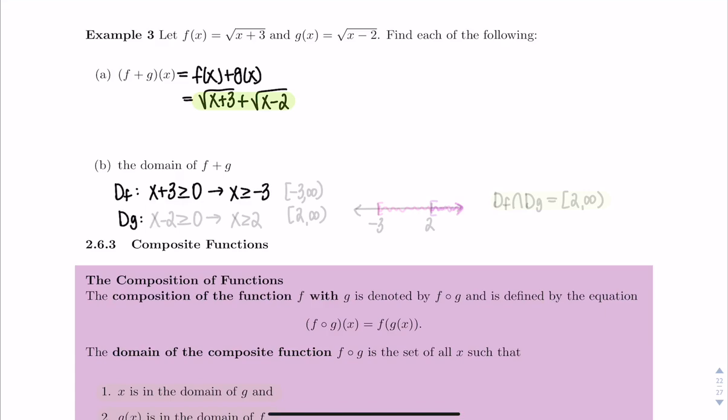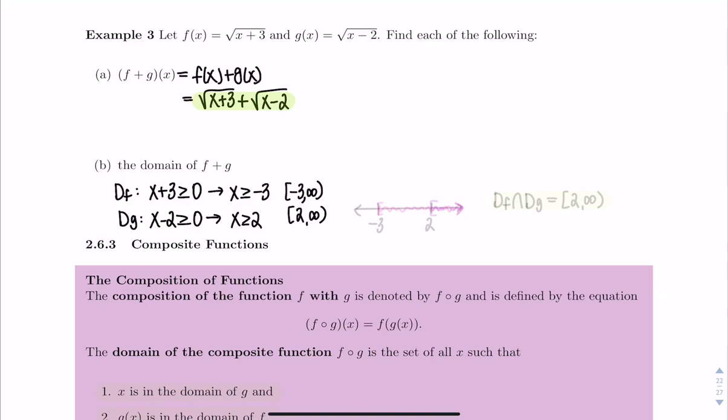The domain of g, we do the same thing, but in this case, we have x minus 2 is greater than or equal to 0, which means that x is greater than or equal to 2. And so what we want to do is, let's go ahead and write these. This is bracket -3 to infinity, and this is bracket 2 to infinity. We want to find the intersection of these two pieces.